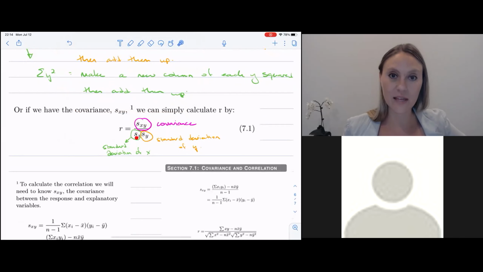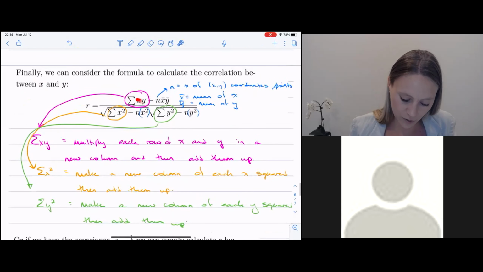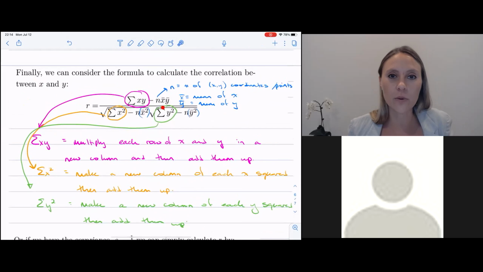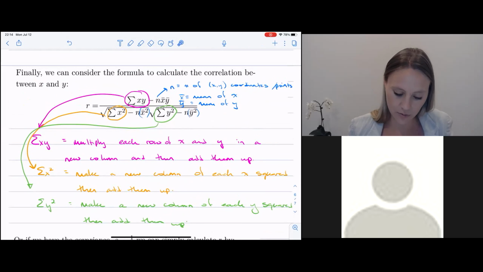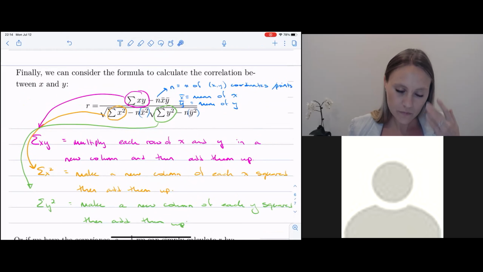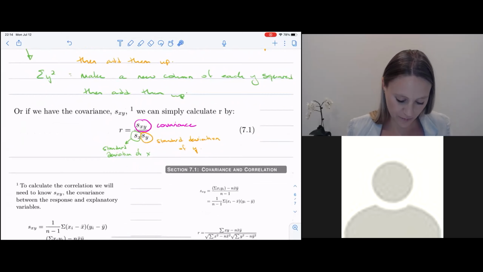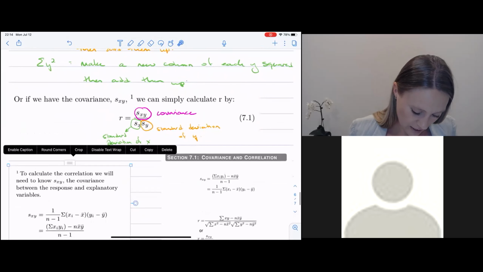Okay, so then you would need the standard deviation of X and the standard deviation of Y, which you know how to calculate, but actually all these calculations are built in to this formula. So if you don't have any of those components, I would just go ahead and use this one formula instead of trying to do them all individually, but you can.